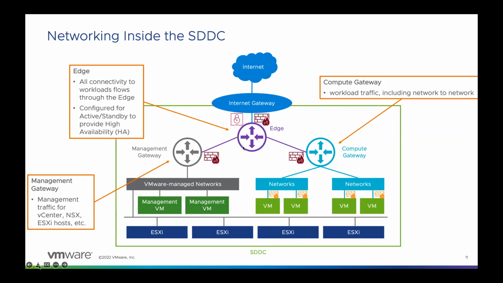The edge, just to go over this one more time, it's for north and south traffic. So this can be connected to your other data center, your on-prem data center via Direct Connect. It can be connected via VPN to the internet. Depending on how you want that connectivity to your on-premise data center, the edge will be the method of communication between that external environment.